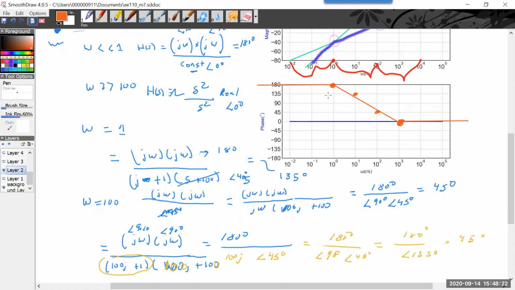Excuse me, Professor. From the omega equals 1, in the denominator with the s plus 100, could you explain why that goes away really quick?